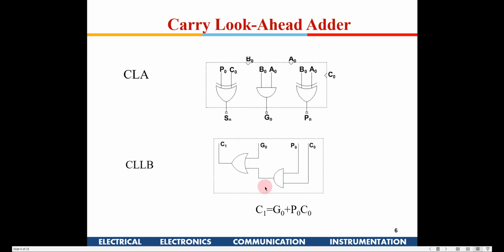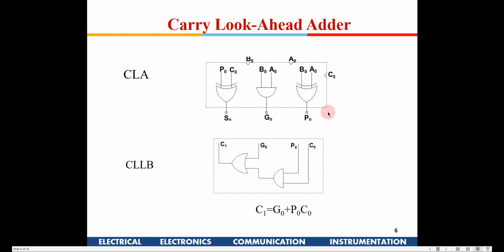Now if you see here, I have A0 B0, and the propagate is coming out here. A0 B0, this is the generate which is coming here. And this propagate comes here, and C0 also is coming here. These are the three inputs, A0, B0 and C0. So this generates the sum. Now how is a carry generated? You see this structure out here, right?